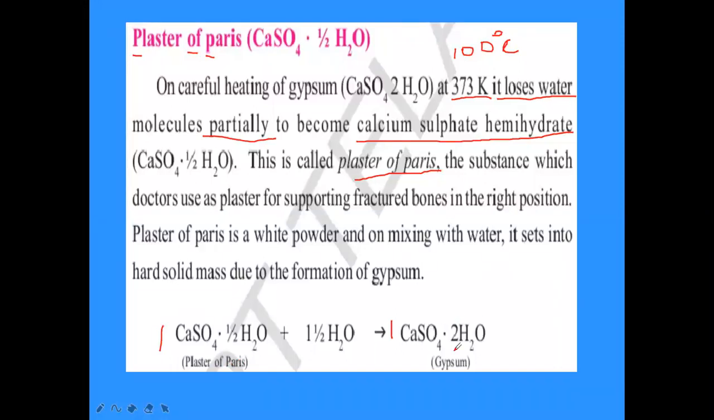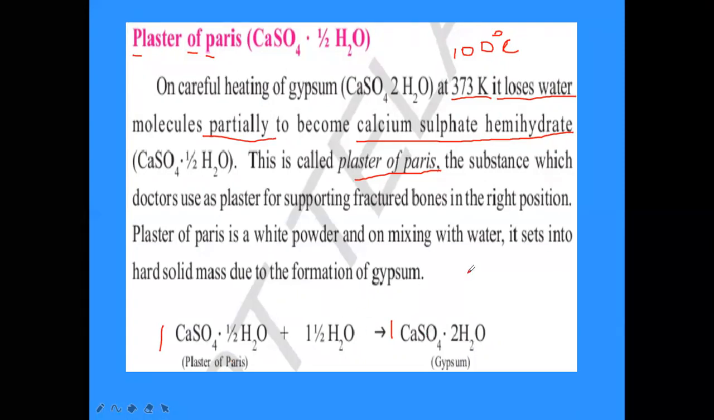Okay. So in our house, for the ceiling we can use a gypsum ceiling and also a plaster of Paris ceiling. Either one we can use here. So that is about plaster of Paris.